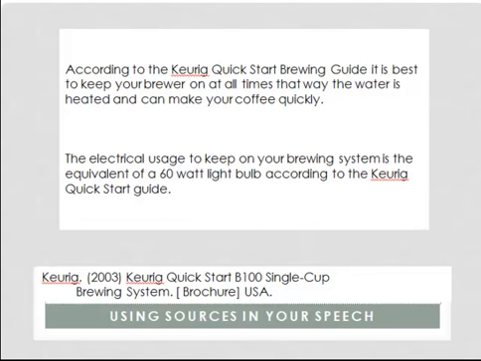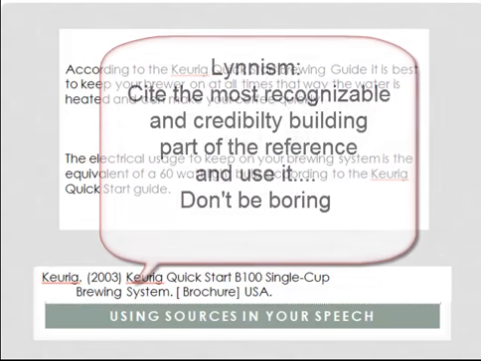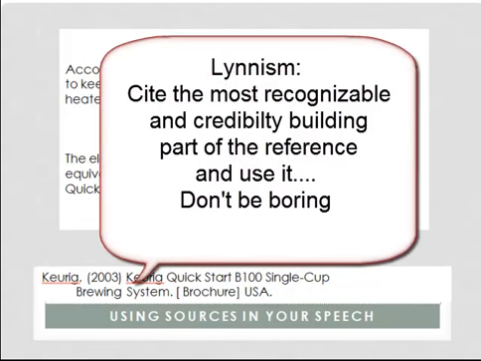The other thing I want to highlight about this is many textbooks will tell you to report every bit of your reference, and this is where I differ from the textbooks. It's boring. If you say, according to Keurig, 2003 Keurig Quick Start B 100 single cup brewing system, the brochure from their website online, and then you give me the information, by the time you've got to the end of the reference, I am bored and I am asleep and I have quit paying attention.